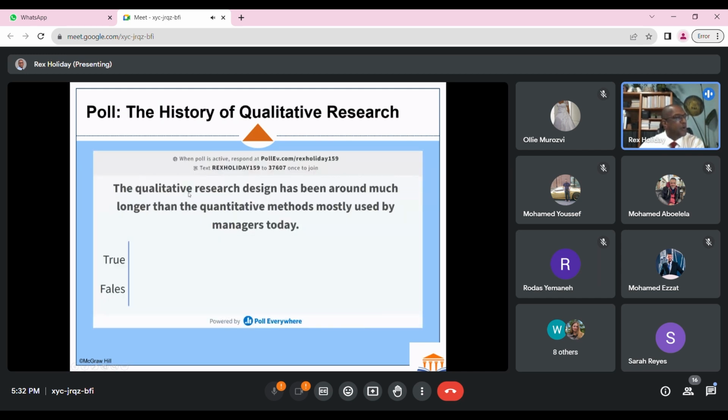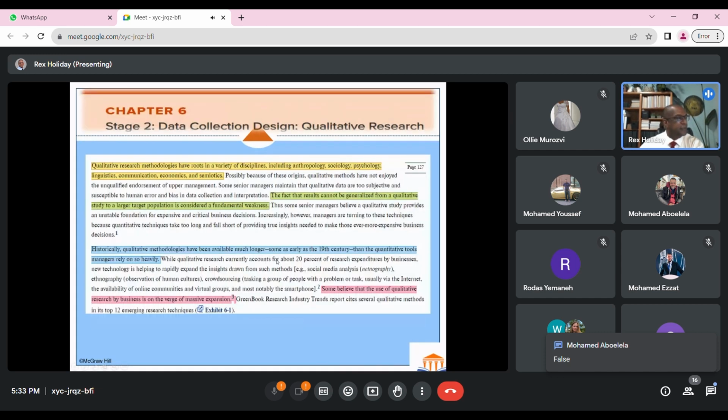The qualitative research design has been around much longer than the quantitative methods mostly used by managers today. Is that true or false? Okay, let's look at this.